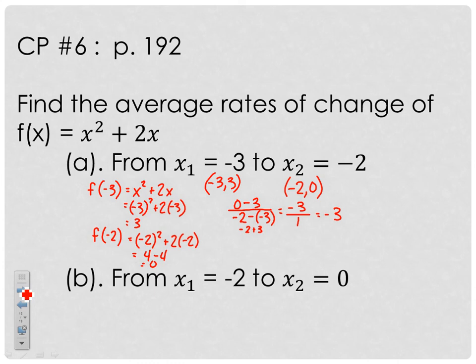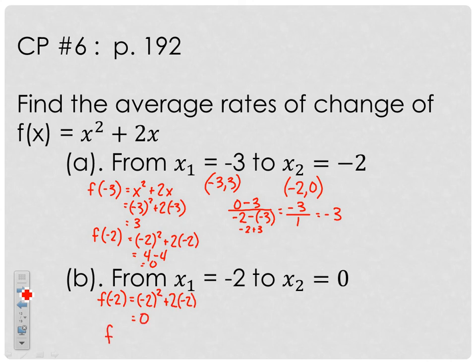Okay, let's do it again. At the bottom here, we get a new set of x values, x sub 1 is negative 2, and x sub 2 is 0. So again, we need our entire point. So let's do f of negative 2. Okay, so x squared is going to be negative 2 squared plus 2 times negative 2. Essentially we just did this one, right? So we're going to get 0 again.